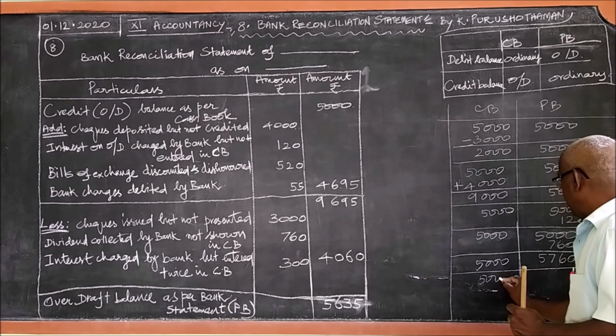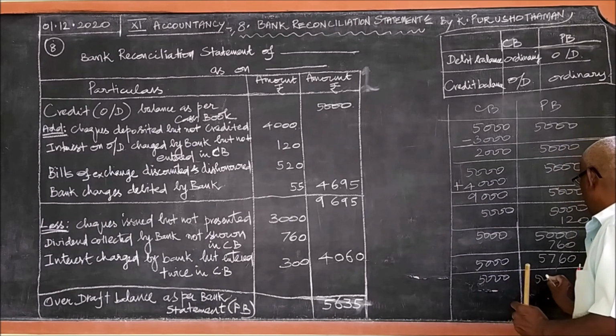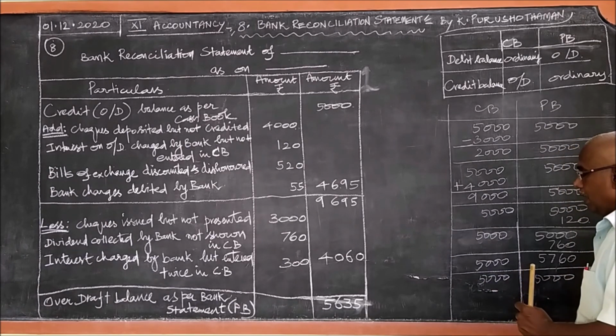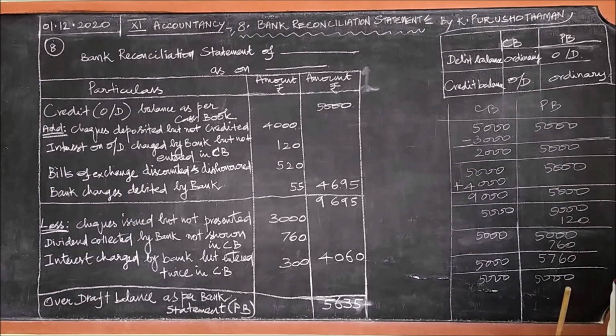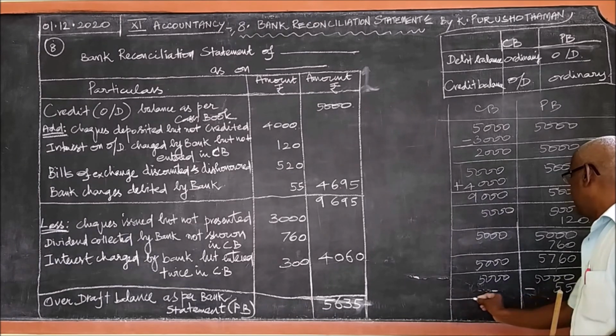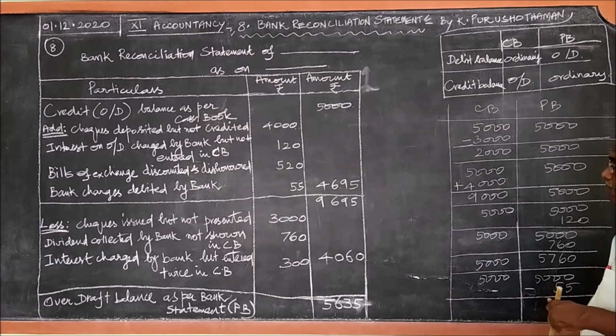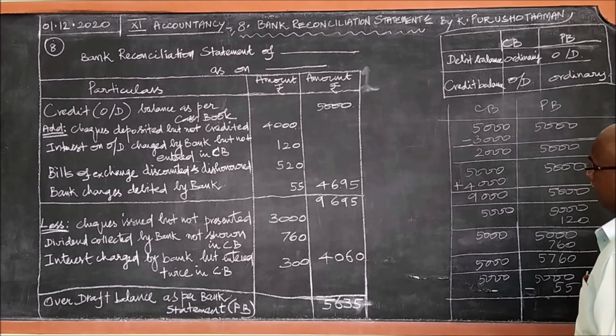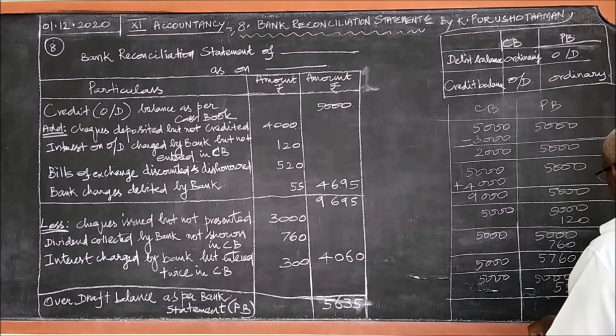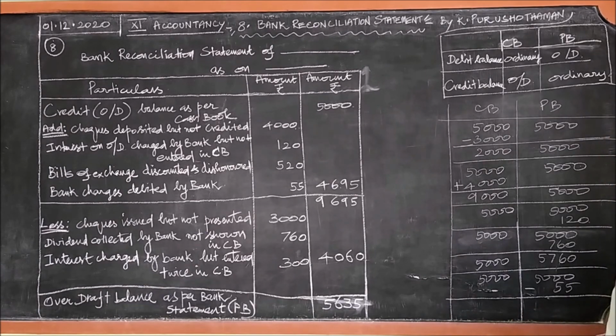The balance is 5,000. Bank charges debited by bank 55 rupees. In the bank, if it is debited, it is minus. If it is credited, it is added. Added, you should remember. Credited சொன்னாங்கன்னா பேங்க்ல வரவு வச்சுட்டாங்கன்னு அர்த்தம். Debited பேங்க்ல சொன்னாங்கன்னா பணத்தை எடுத்துட்டாங்கன்னு அர்த்தம்.